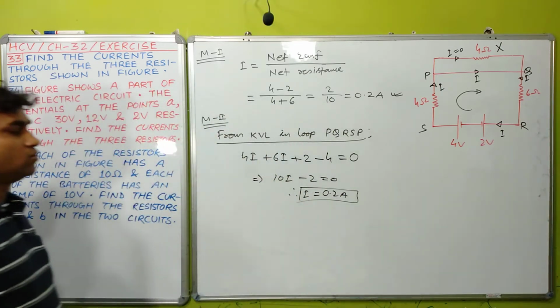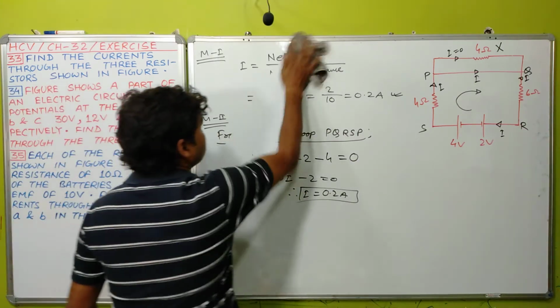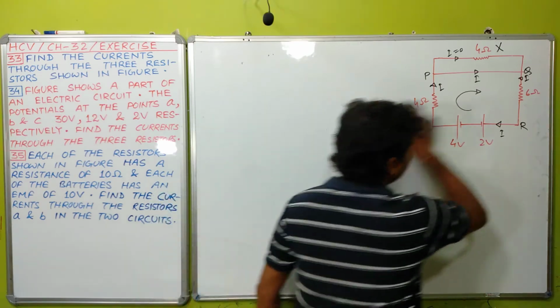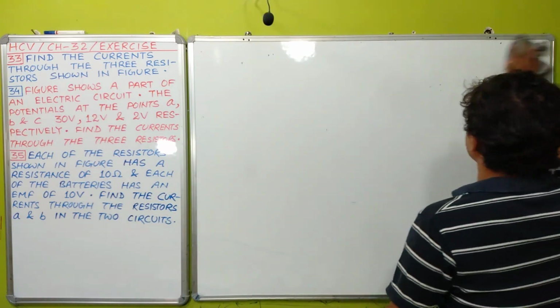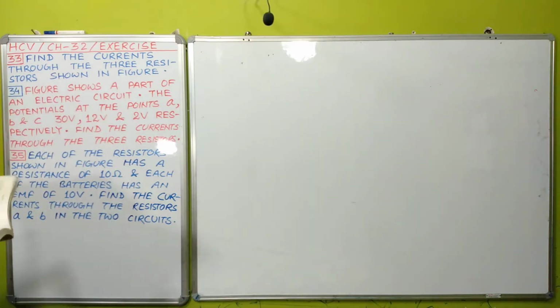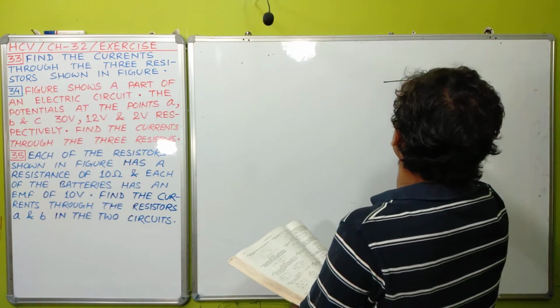Now let us move to question number 34. Figure shows a part of an electric circuit. There is a circuit given for this question, and the circuit is like this.